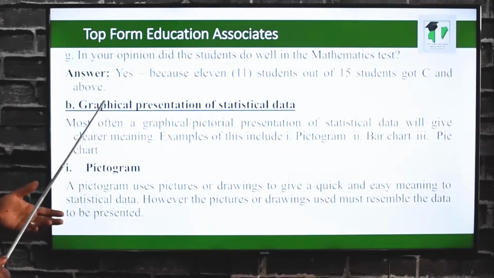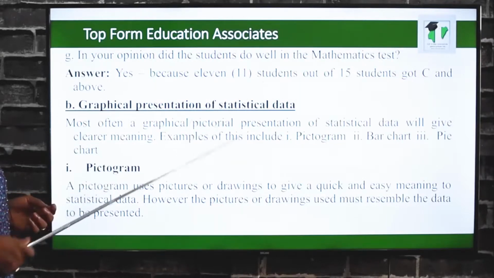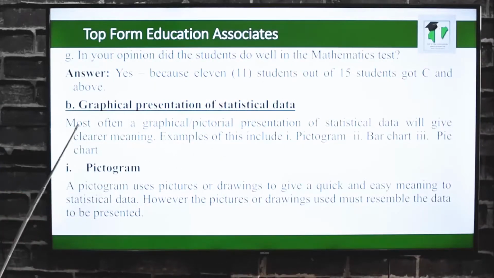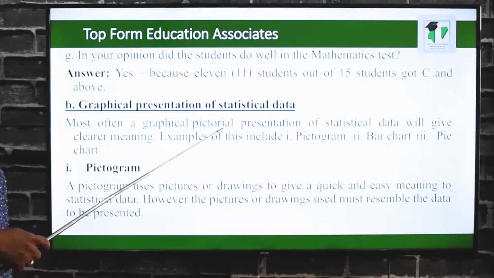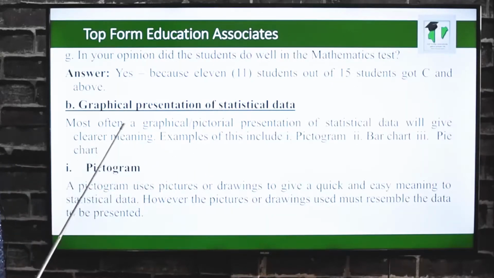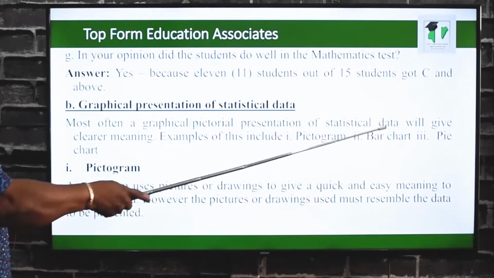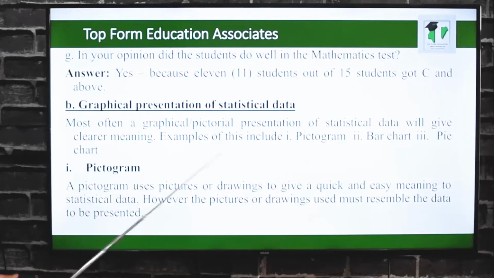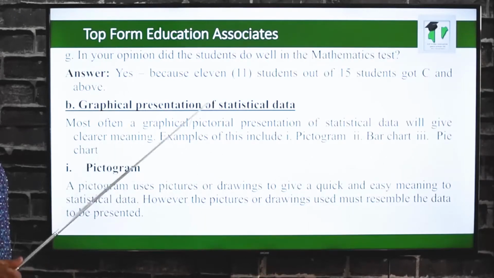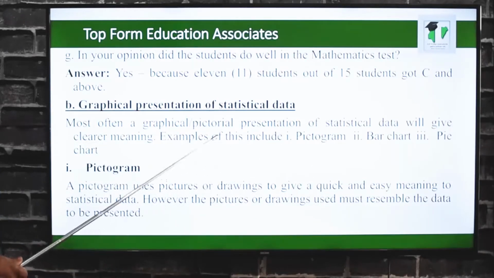So we come to the subtopic, graphical presentation of statistical data. Most often, a graphical or pictorial presentation of statistical data will give a clearer meaning. Examples of this include pictogram, bar chart, and pie chart. Those are examples of graphical or pictorial presentation of statistical data. Let's look at the examples one by one. 1. Pictogram.